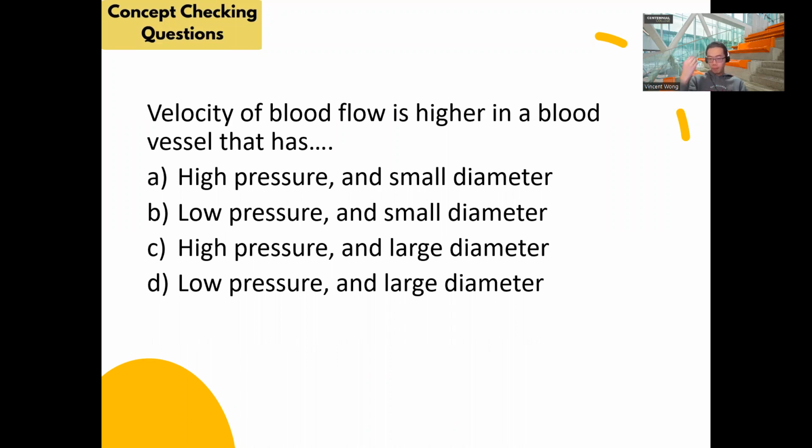So what affects velocity? Pressure and diameter, right? So the higher the pressure, the faster. So we want something that has high pressure. So automatically this one and this one are wrong, and we want high pressure. And then if we want it to be fast, do we want large diameter or small diameter? Well, I told you, right? The bigger it is, it's like having more lanes in the highway. You can go faster. So that's why C is the correct answer. If you have a blood vessel that has high pressure in it and it's really big, then it's gonna be the fastest.